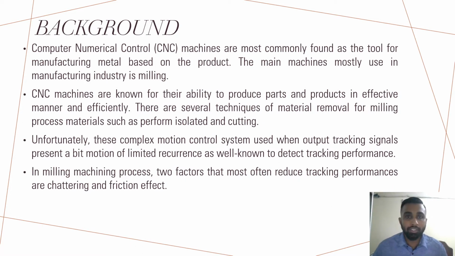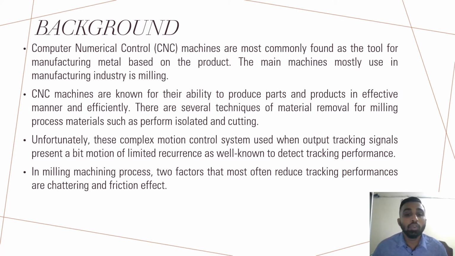Computer numerical control, CNC, machines are most commonly found as the tool for manufacturing metal based products. The main machine mostly used in the manufacturing industry is milling. CNC machines are known for their ability to produce parts and products effectively and efficiently. There are several techniques of material removal for milling processes, such as drilling and cutting. Unfortunately, this complex motion control system, when output tracking signals are present, shows a bit of motion of limited recurrence, as well known to affect tracking performance.